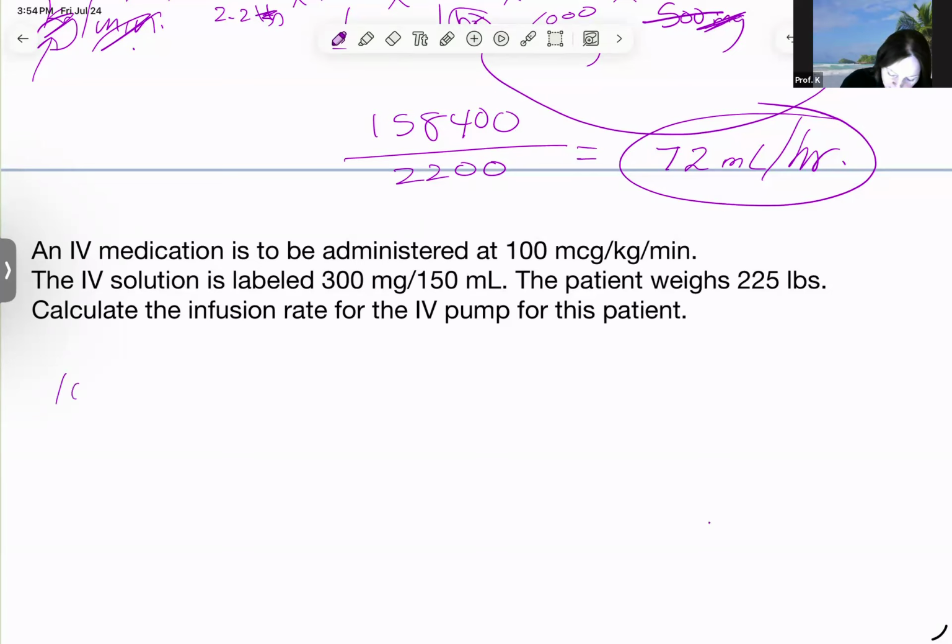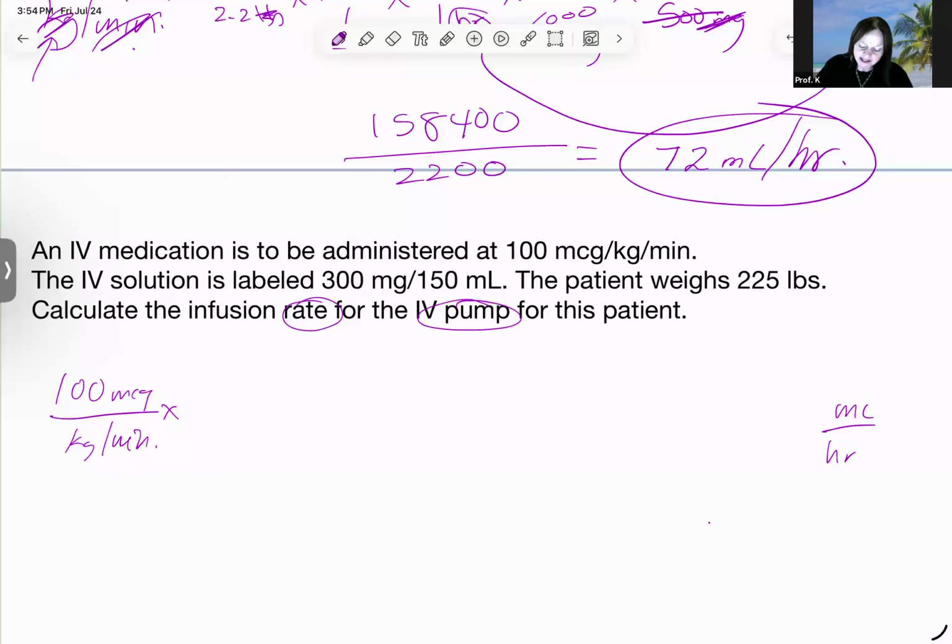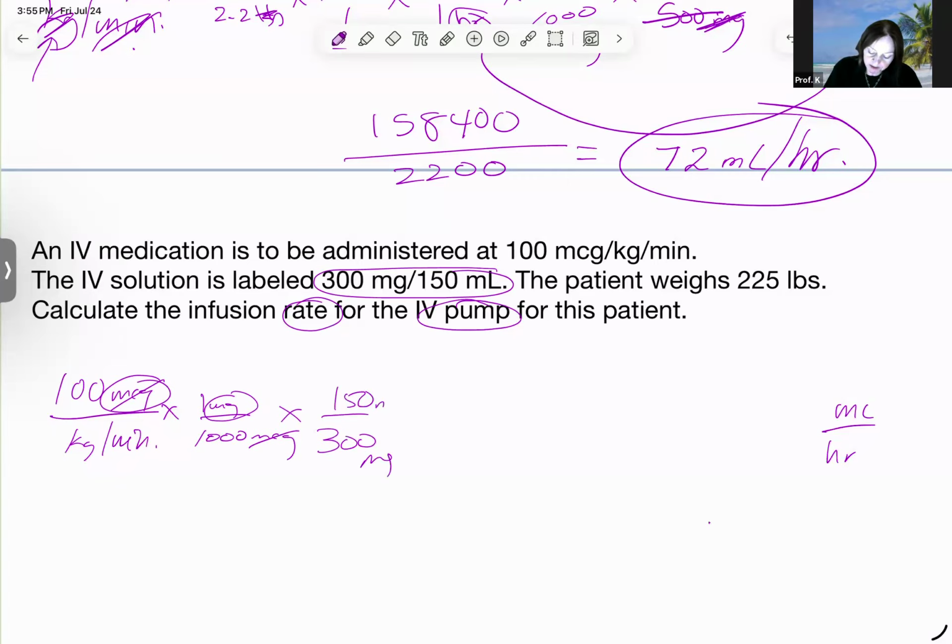So let's start with our three factor, 100 micrograms per kilogram per minute. And it says infusion rate, and I have a pump, so it's milliliters an hour all day long. Like I said, it doesn't matter where you start. So let's start with the numerator. To get rid of micrograms, I look to see that it's ordered in milligrams, so I need a conversion. 1 milligram is 1,000 micrograms. And now to get rid of milligrams, there's 300 milligrams in 150 milliliters. All right, cool. So I got my numerator done.